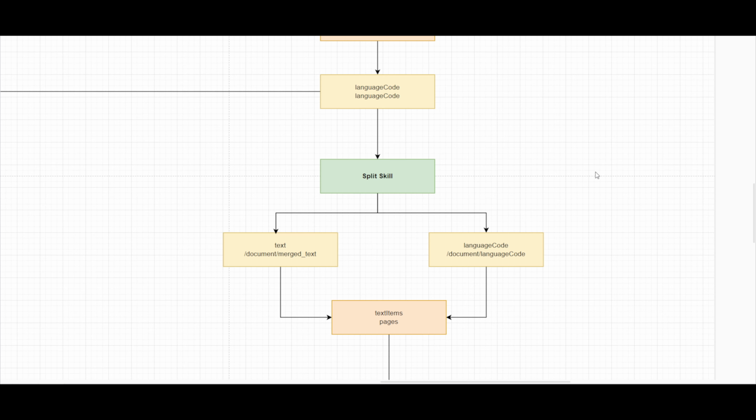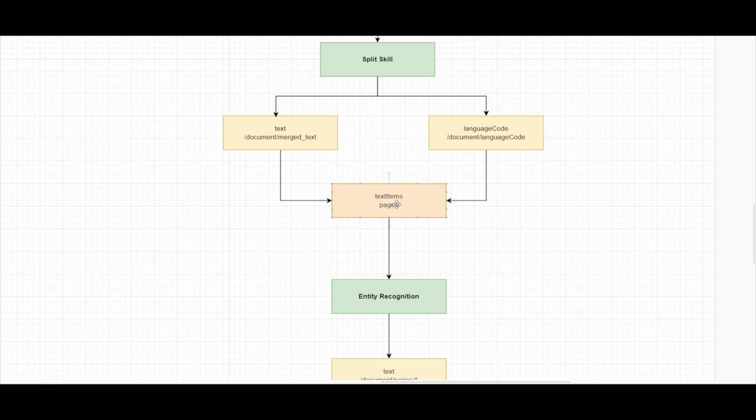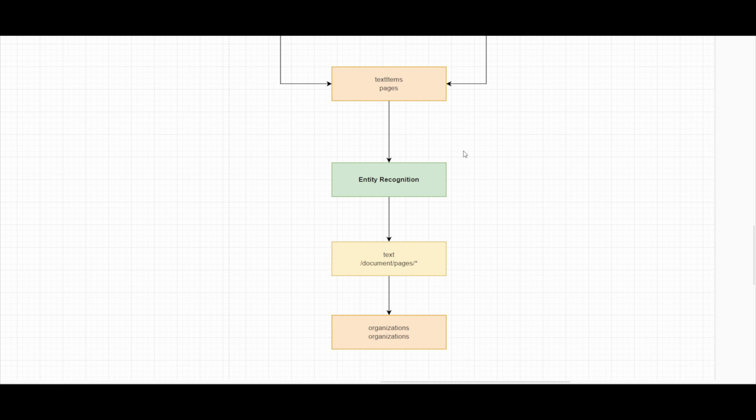The split skill also depends on the language code, which is also used to work properly to split the documents. Once this has been completed, the result is going to be written into the pages under the document folder, and the output from this is going to be sent into another skill set, which is going to be the entity recognition. The entity recognition is actually pretty handy, because it takes the input from the previous step, the document split into smaller pages, and extracts important information.